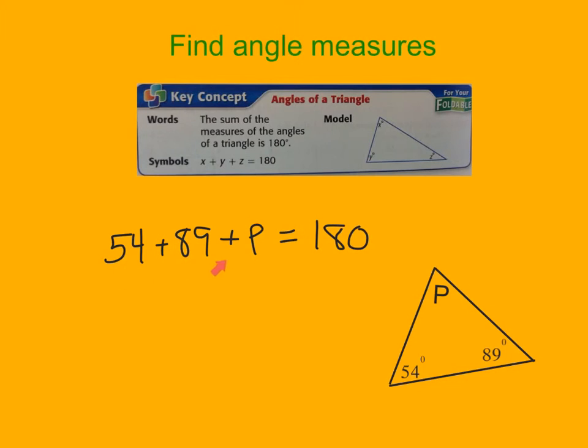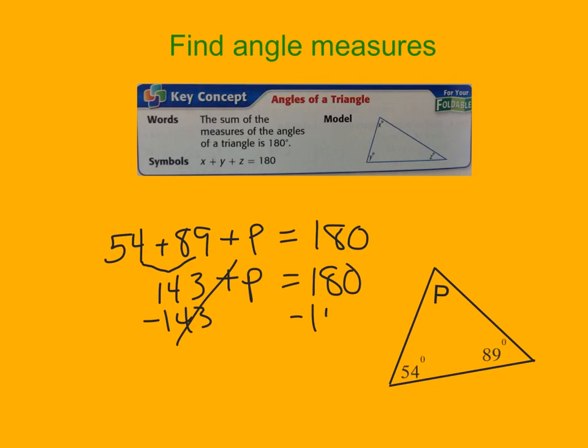So to set this up, I'm going to write my equation out. So I have my angle 1, angle 2 plus P has got to equal 180. So when I add these two, I get 143. I'm going to continue writing out the equation. Plus P equals 180 degrees. Now I need to subtract 143, because that's the opposite of this, and I want to get P by itself. So I've got to do the same thing over here. So when I do that now, I get 180 minus 143 equals 37, and I want to have my degrees. So this angle right here would be 37 degrees, because all three angles would equal 180 degrees.